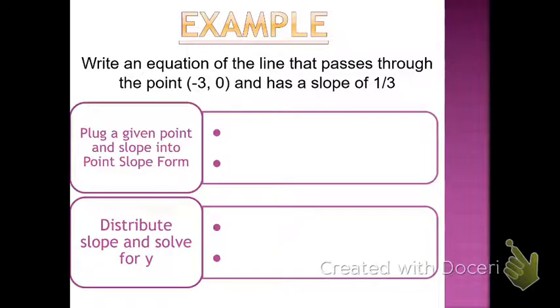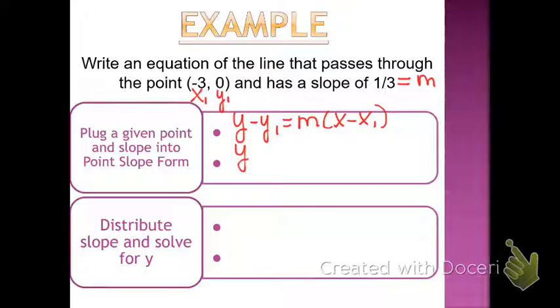Let's do one last one here with a fraction. This time our point is -3, 0. So x sub 1 is the -3 and 0 is the y sub 1. And our slope is 1/3, so that's going to be going in for m. Start with our formula and plug in the three values that we have.